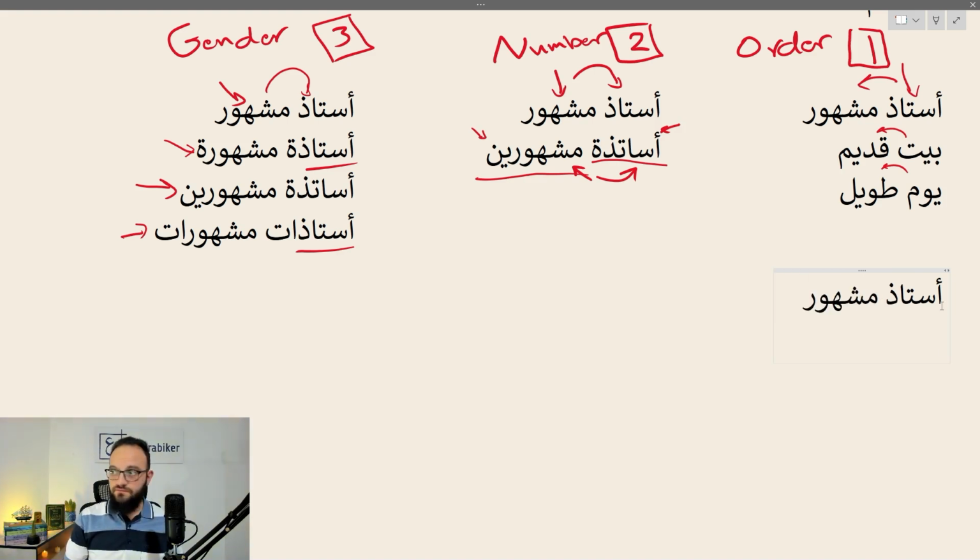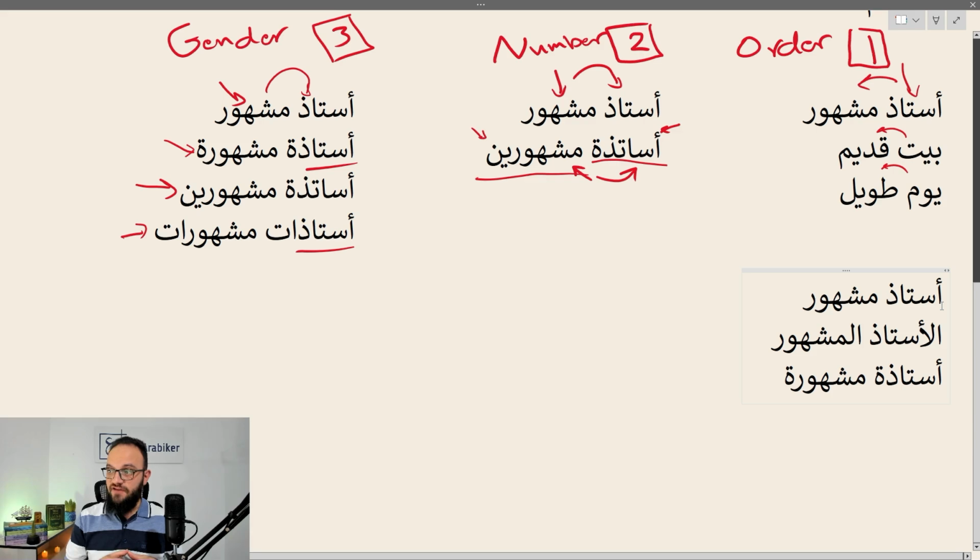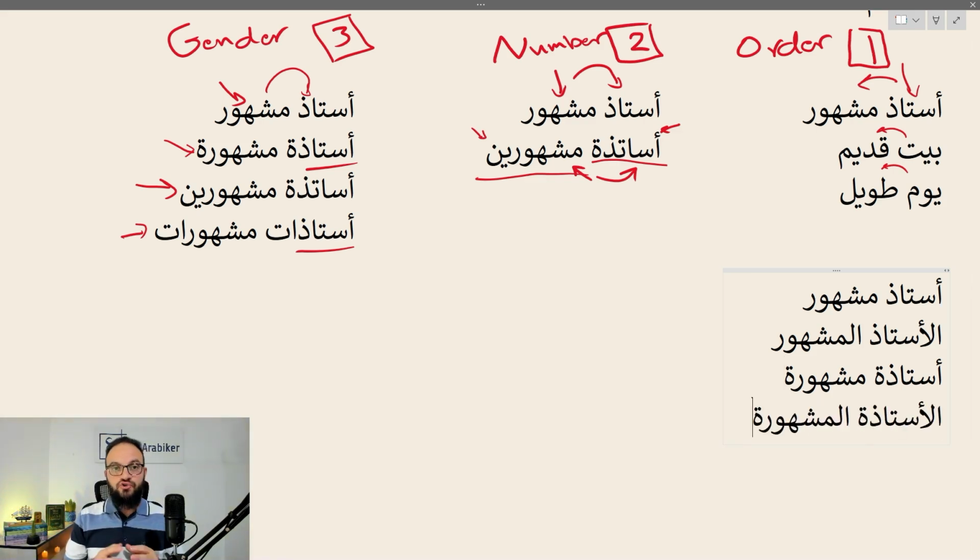Ustad Mashhur, a male famous teacher. Al-Ustad al-Mashhur, the famous teacher. Ustada Mashhura, a female famous teacher. Al-Ustada al-Mashhura, the female famous teacher. Again, pause the video and examine the differences between these phrases.